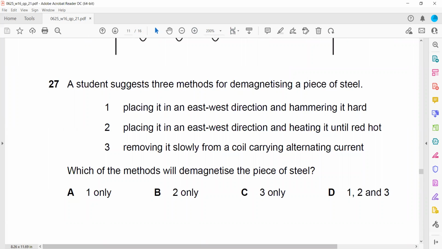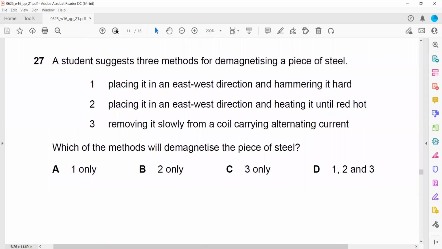A student suggested 3 methods of demagnetizing a piece of steel. Placing it in the east-west direction and hammering, yes, it will. Placing it in the east-west direction and heating, yes, it will. And removing it from a coil carrying an alternating current, this will also demagnetize. Which method will demagnetize the piece? So all 3 of them are methods of demagnetization. By passing AC around it and removing the magnet gradually, it will demagnetize the permanent magnet.